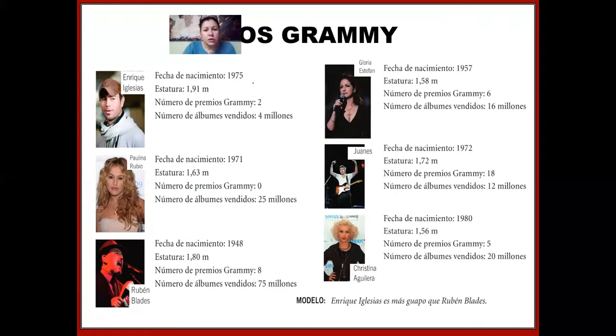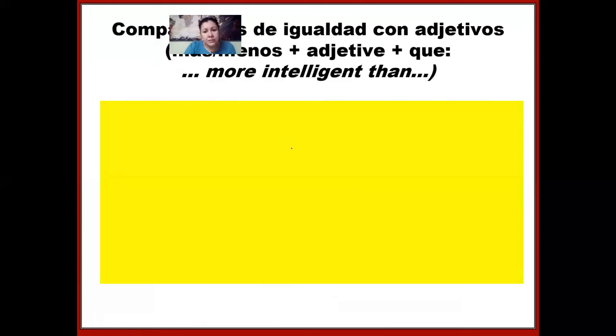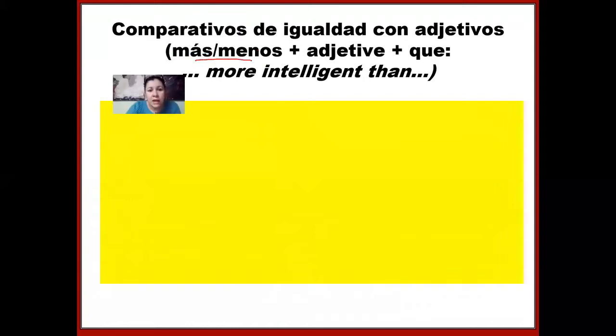Look at the information. We know when they were born. We know how tall they are. We know how many Grammys they have won, and we know how many albums they have sold. That information is how they look. That's what we're going to use to compare them. So let's compare adjectives. Let's say something about the noun with the adjective, and they're going to use more or less. This is what I'm going to show you: más or menos plus the adjective plus que. Here we have element 1 and here we have element 2. So let's see these examples.